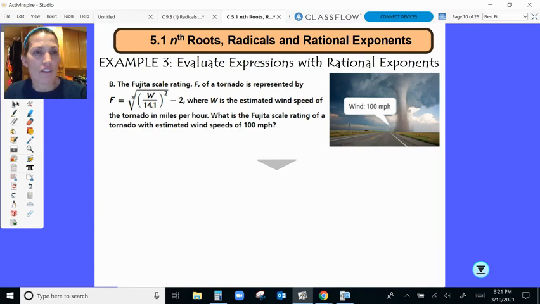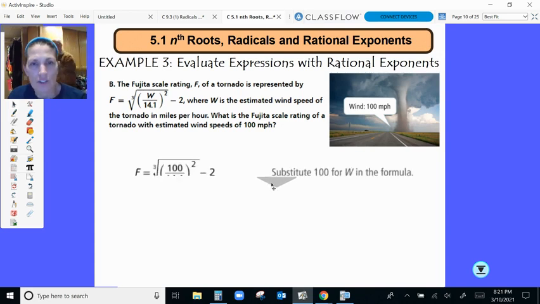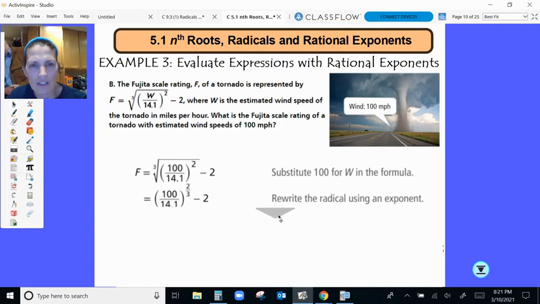Okay, so now we're going to look at just evaluating these. The Fujita rating scale, the F scale of a tornado, is represented by this equation here, where W is the estimated wind speed of the tornado in miles per hour. So what is the Fujita scale rating of a tornado with estimated 100 mile per hour winds? We just plug 100 into that W and start evaluating. First, we're going to convert this 2 into a rational power, so 2 divided by 3. Notice that the radicand goes to the root, and my power stays on top.